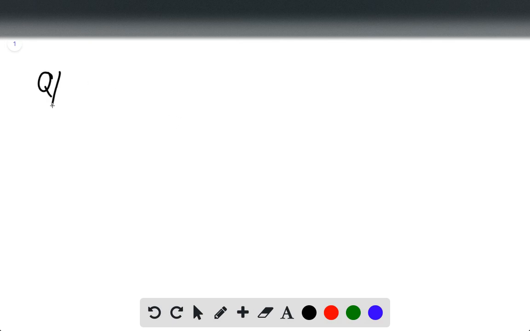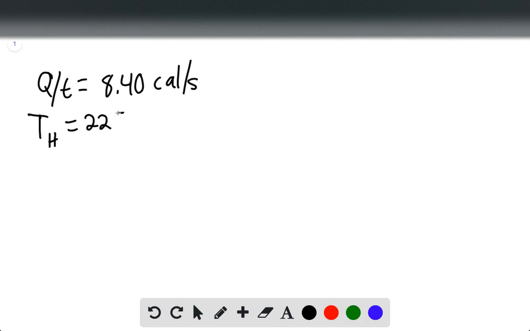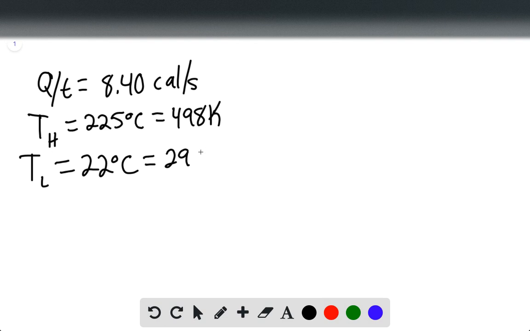So Q over T, which is the heat, rather the energy per second, essentially would be 8.40 calories per second. The higher temperature region will be equal to 225 degrees Celsius or 498 Kelvin, and the lower temperature region will have a temperature of 22 degrees Celsius or 295 Kelvin.